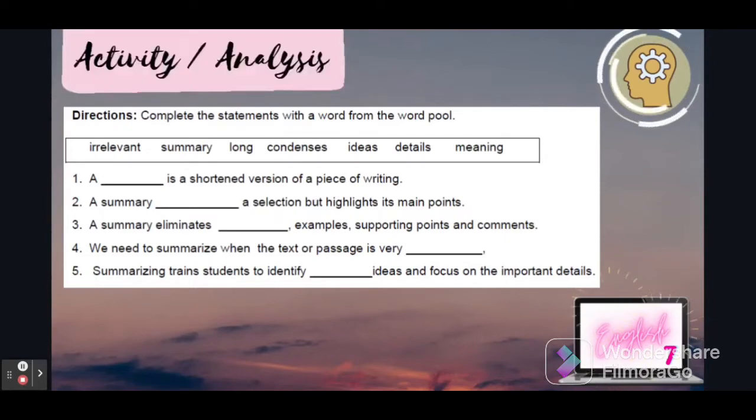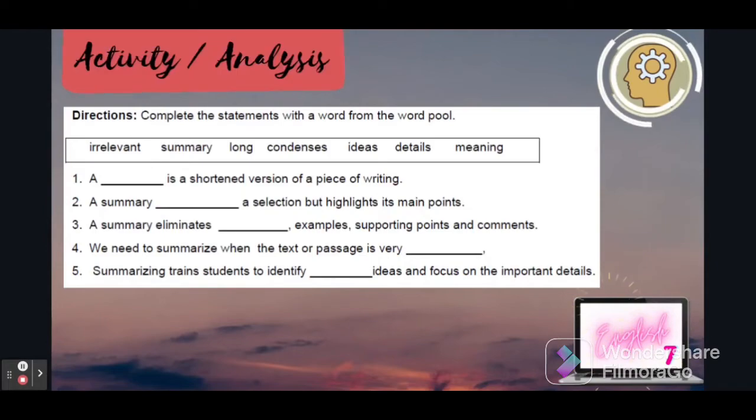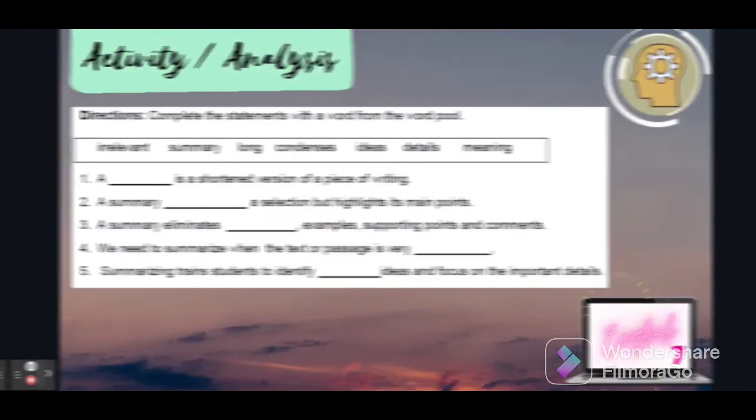And then for number five, summarizing trains students to identify main ideas and focus on the important details. The correct answer is irrelevant. Congratulations to those who got 5/5. And to those who got one or two mistakes, no worries. This is just an introduction to what is summary, and after learning it, you still have the chance to get a perfect score in the performance assessment test.